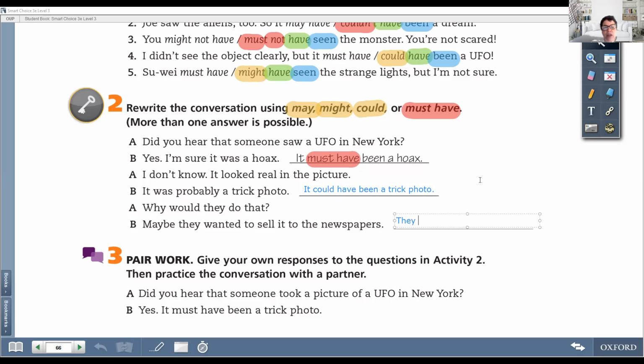Let's choose another one. So they might have wanted, okay, to sell, okay, to the newspapers. Okay, so they might have wanted to sell it to the newspapers. That's a possibility. It might have happened. Okay, girls, so here, look.